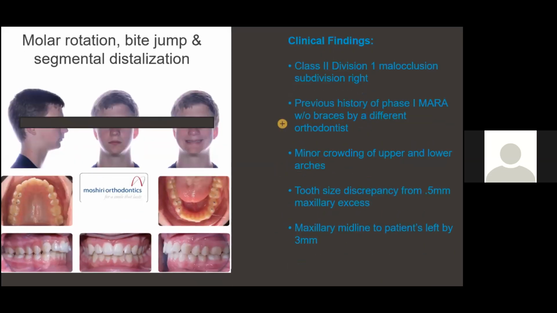So let's look at a treated case. Young man comes in. He was previously treated by a colleague with a Mara appliance. In Boston, you may say Mara, but in Midwest, they say Mara. I'm not sure how it's pronounced there. We can clarify in the question and comments section.